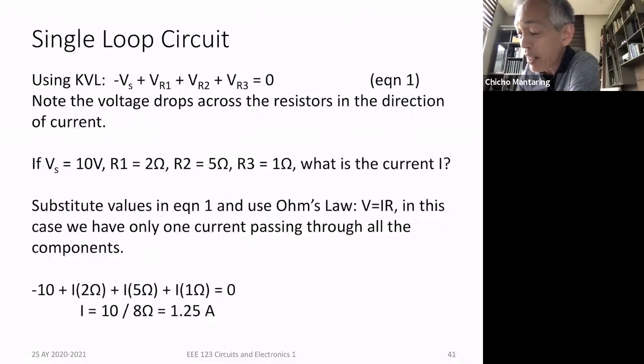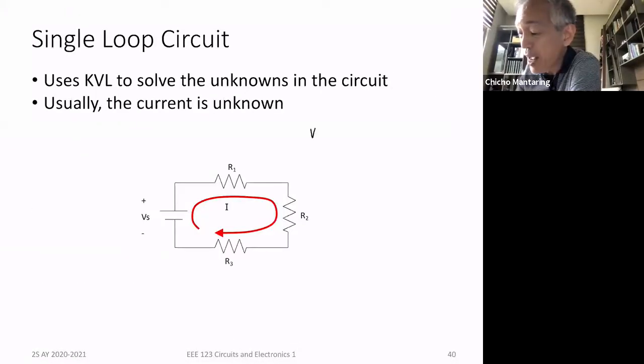If you apply KVL here, you're going to get Vs, and then you have plus or minus VR1. Why is this the polarity of VR1? That's because of the direction of current. Remember, along the direction of current, you're going from a higher potential to a lower potential. So this is going to be VR2, and this is going to be VR3. So Vs plus VR1 plus VR2 plus VR3 is equal to 0.